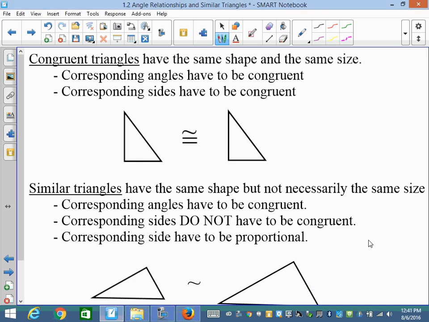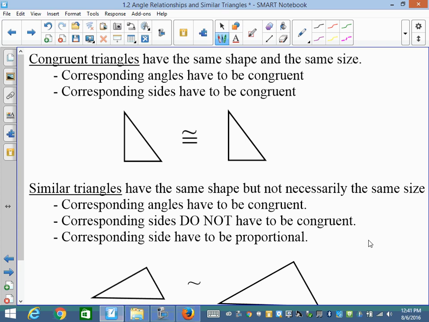Okay, so day 2 of 1.2, angle relations in similar triangles. Today we're going to talk about congruent and similar triangles. Congruent triangles have the same shape and the same size. Again, geometry stuff here. Corresponding angles have to be congruent. Corresponding sides have to be congruent.